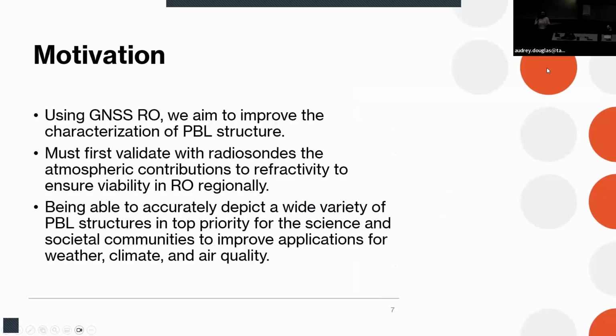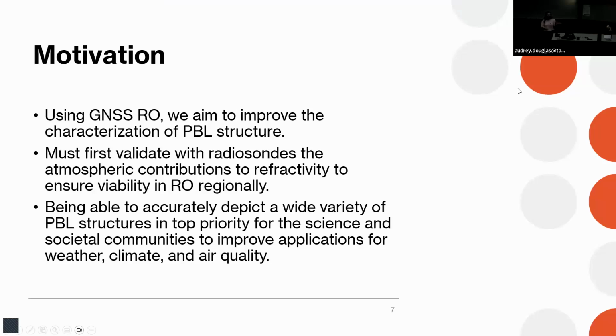Now, why are we doing this? We can use radio occultation to help improve the characterization of PBL structure. But we first have to validate what those atmospheric terms are so that we know how well the radio occultation is actually doing in the PBL.